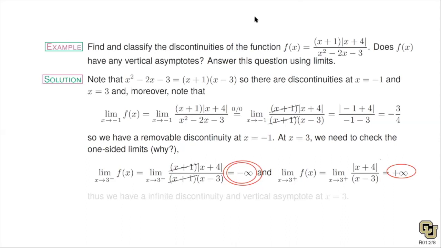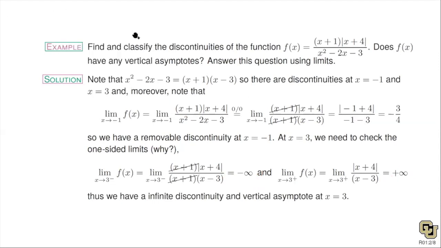And so here we can conclude neither of these limits exist, and certainly also the two-sided limit doesn't exist. We can conclude that because the limit's infinity, we have an infinite discontinuity. So if any one of the limits blows up to infinity, then we have an infinite discontinuity, and it's also a vertical asymptote.